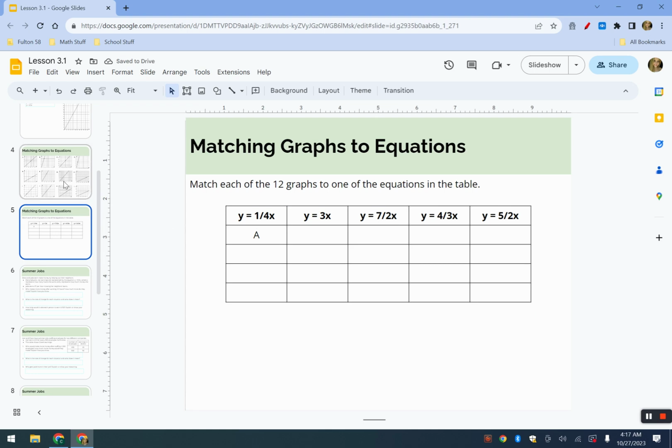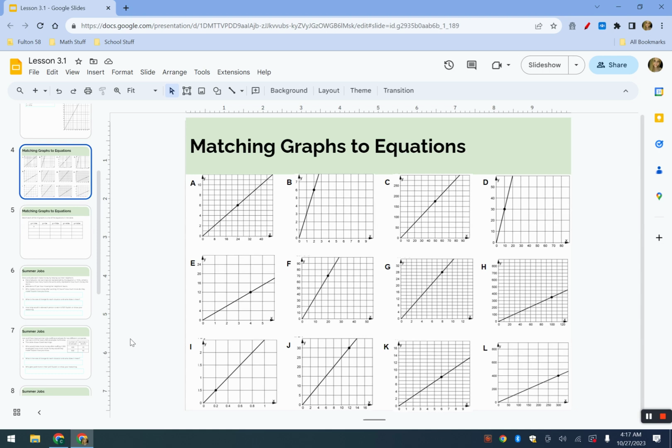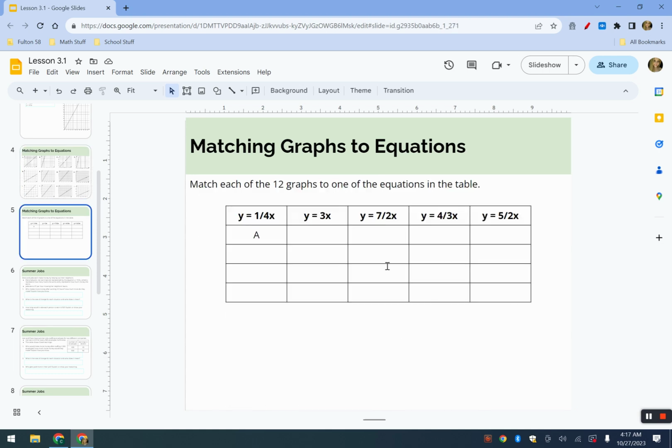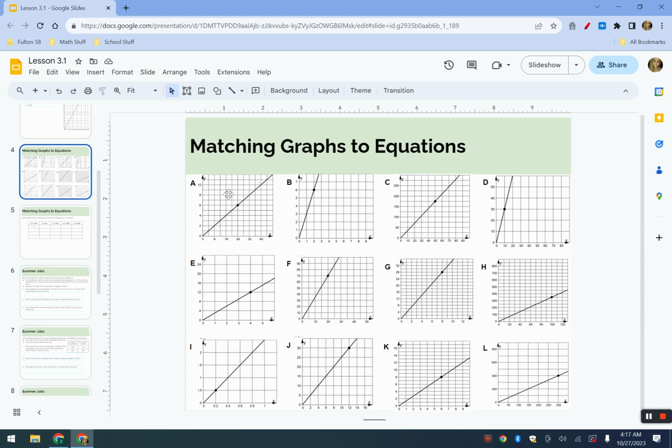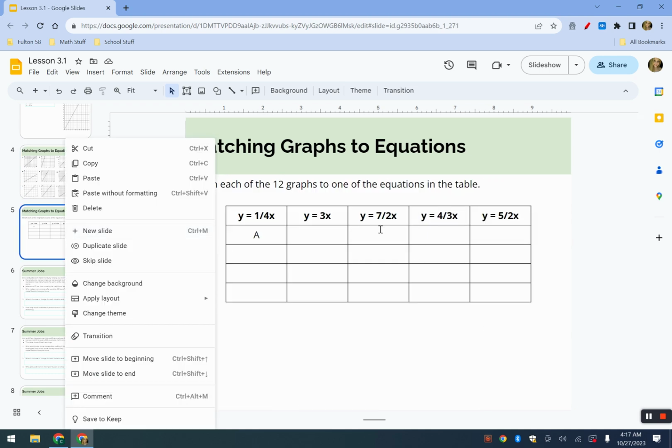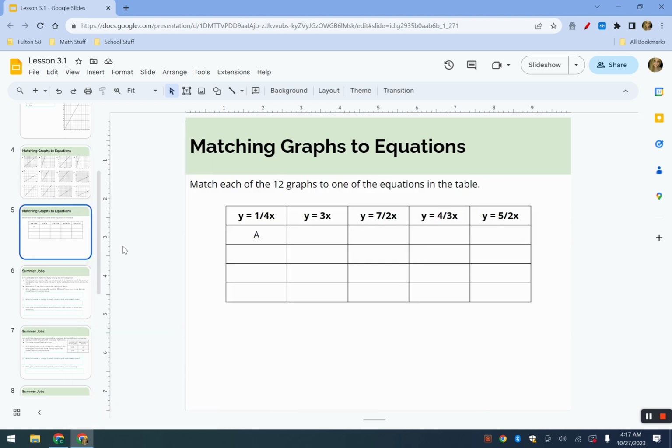So that's what you're going to do for all of these. Obviously, there are not 20 graphs. Okay, there's a lot less than 20 graphs. There's only 12, so a lot of these spaces are going to be left empty. So go ahead. We did A. You have 11 more graphs. Find the slope, reduce the slope, and then match it to the equation. All right. So go ahead, try this, and come back once you're ready.